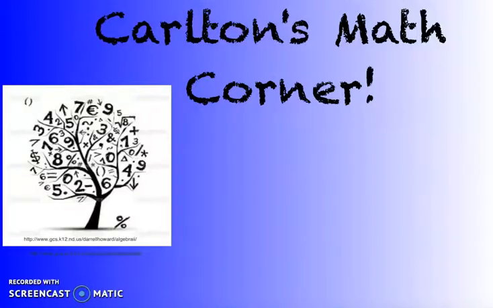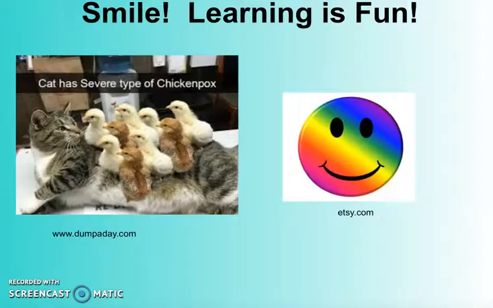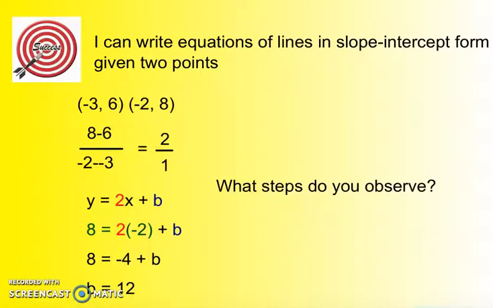Today we're going to continue our study on slope-intercept form. At this time, please make sure that you have your math journal, vocab packet, as well as something to write with. Today our target is: I can write equations of lines in slope-intercept form given 2 points.